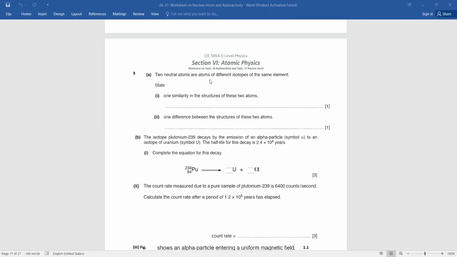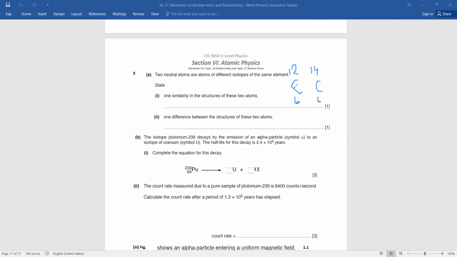Can I give you one example of this, like a simple example you will understand easily? Like we have C6 12 and we have C6 14. So these two, we have same number of protons but different number of neutrons and different number of nucleons. Is it clear?